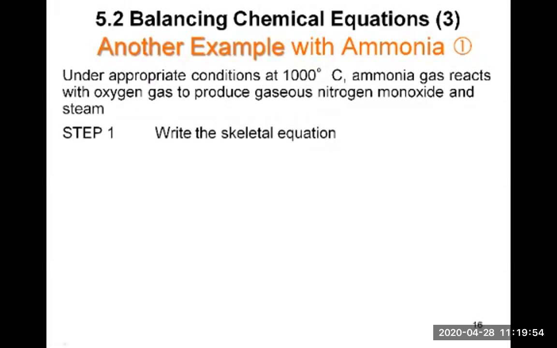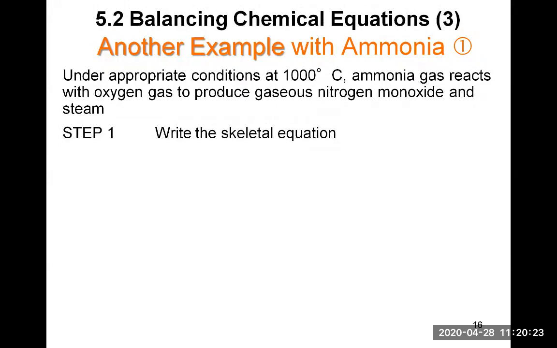So in this video, we will continue with section 5.2 and balancing chemical equations, but we will go through more complex examples. And let's start with ammonia. So the text of the problem says, under appropriate conditions at 1000 degrees Celsius, ammonia gas reacts with oxygen gas to produce gaseous nitrogen monoxide and steam.